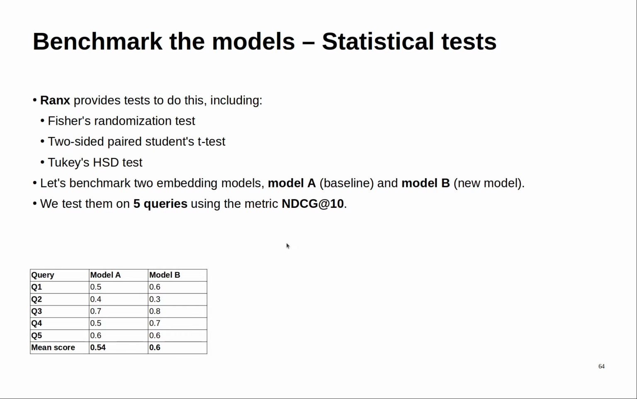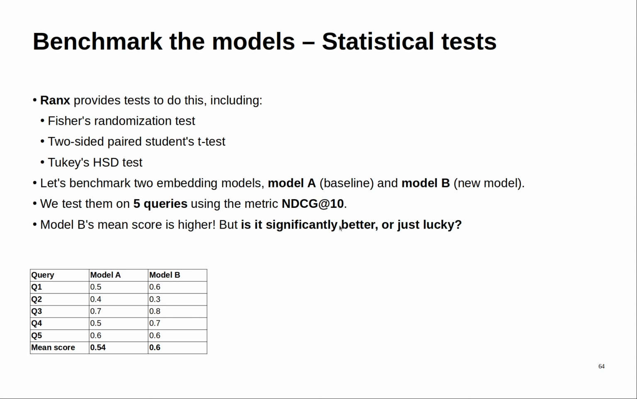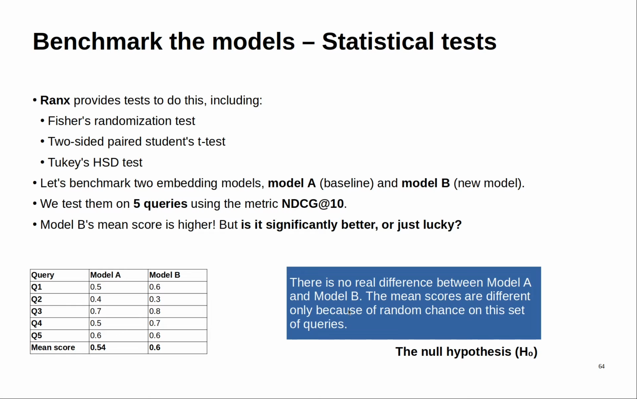Here is a table that shows the scores. So here we have the scores per model, and after that we calculate the mean scores. So here we can see that model B performed better than model A. But the question is, is this difference significantly better, or did model B just get lucky in this test? Again, we are going to put the null hypothesis, and it says that there is no real difference between the two models, and the difference that we are seeing in the table is due to random chance. So our goal is to see if we have enough evidence to reject this claim.